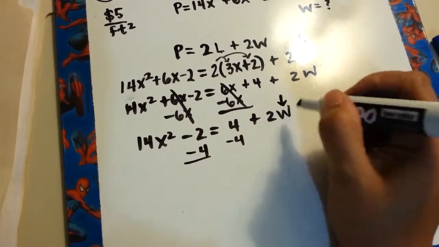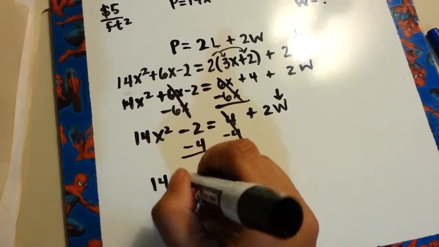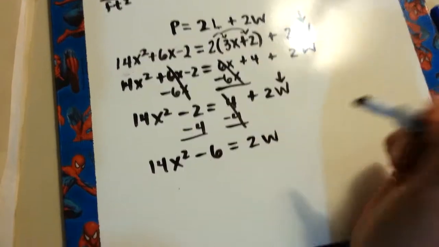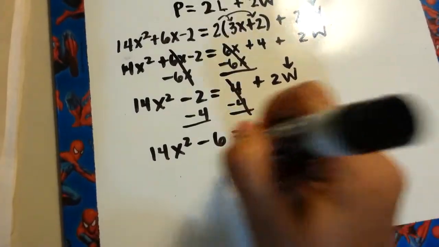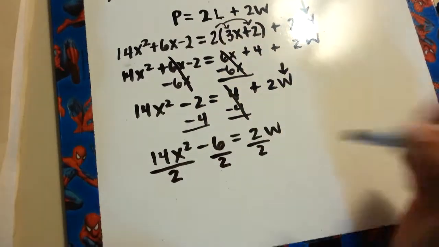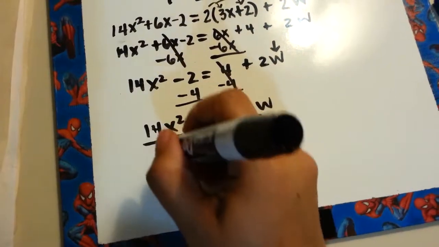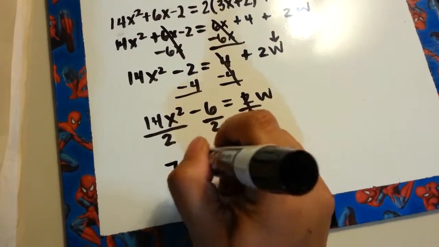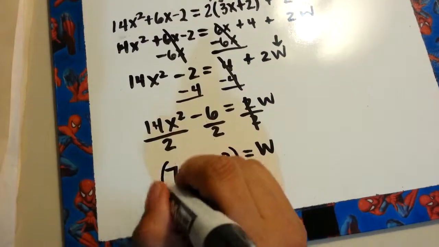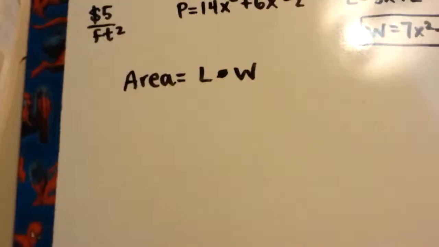Remember, I'm solving for w, so I'm trying to leave w by itself. So I have 14x squared minus 6 equals 2w. I'm going to divide by 2. And when I do that, I have to divide everything by 2. So I have that the width equals 14 over 2 is 7. 6 over 2 is 3. Width equals 7x squared minus 3.